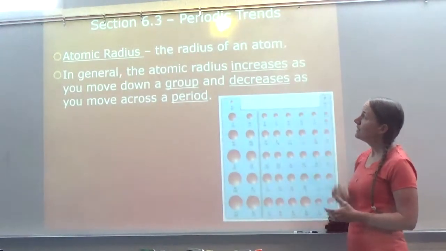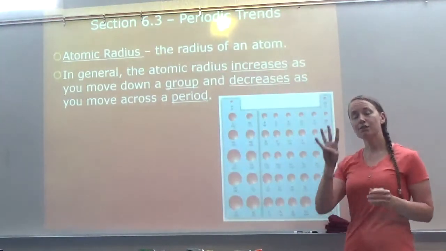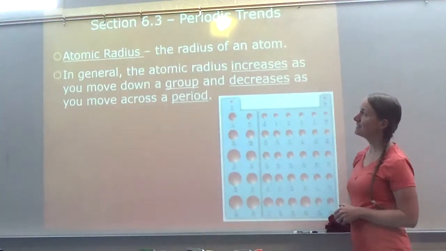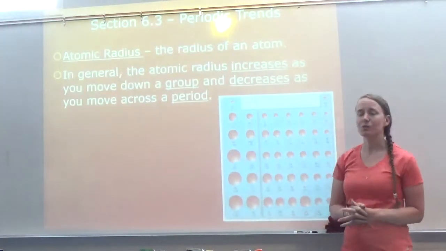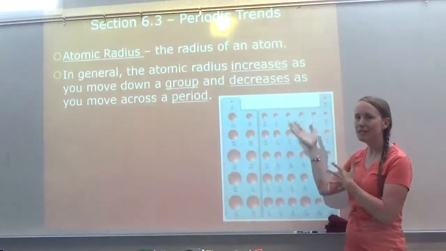So, first thing is atomic radius. We're going to discuss 4 trends in this class, and the first one is atomic radius. Atomic radius is the radius of an atom. What do I mean when I say we're going to discuss the trends of atomic radius?